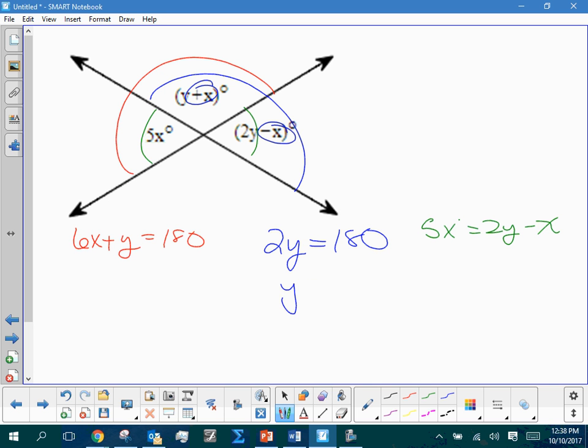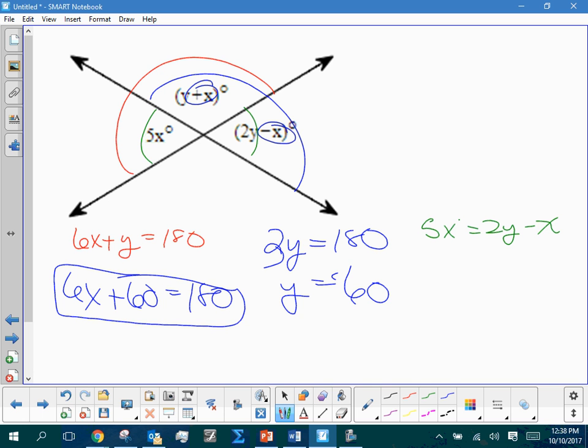I can solve for y right away, can't I? y's got to be 90 now, doesn't it? And that y then is the same everywhere else. I guess it's 3y, isn't it? 3y equals 180, so y would be 60. But then everywhere else I see y, either in the red equation or the green equation, that y is that 60. And I can plug that in and substitute. Now if I substitute it, I get 6x plus 60 is equal to 180. Is that a much easier equation to solve than looking at the red one and the green one together?